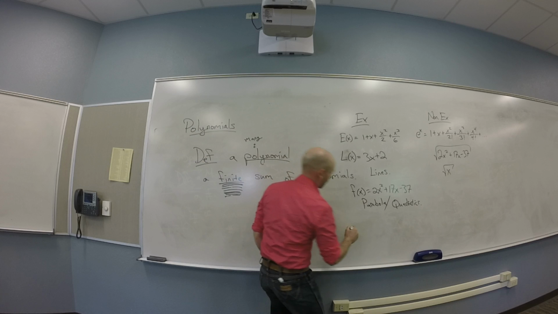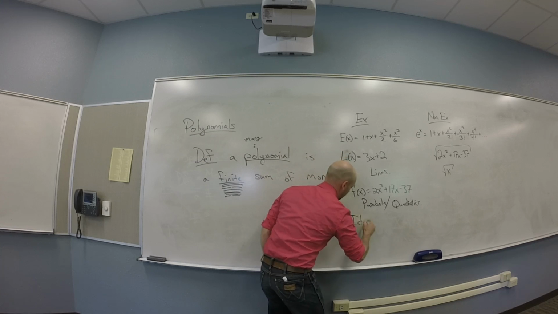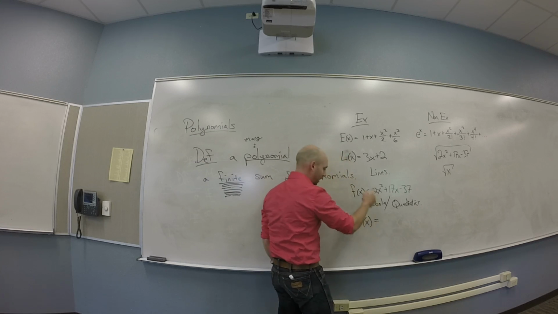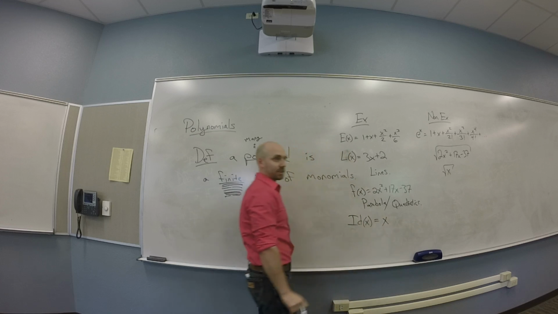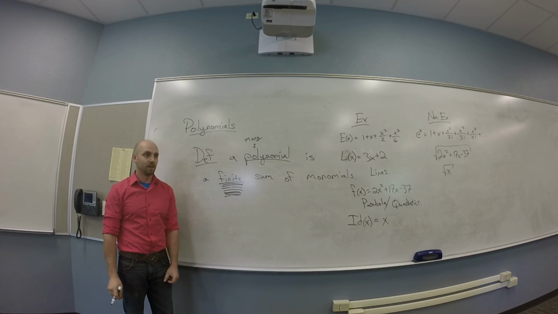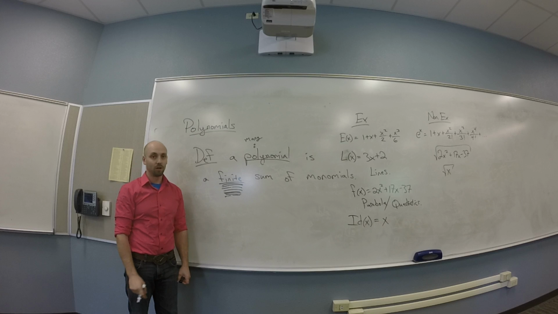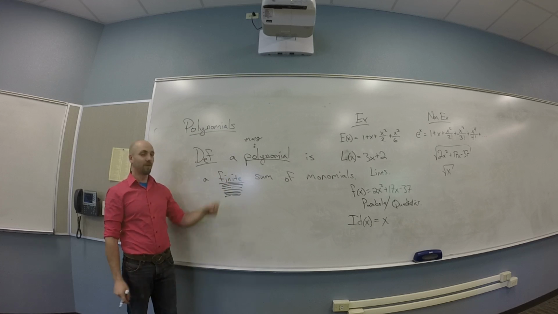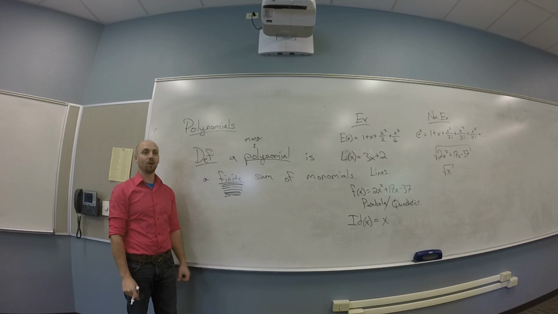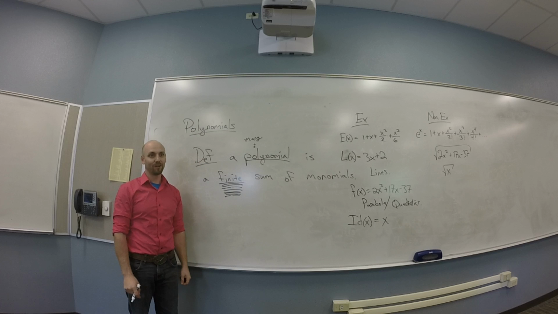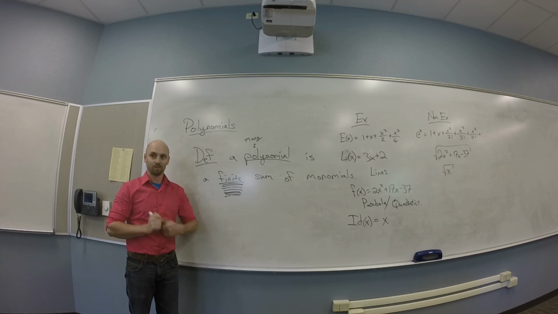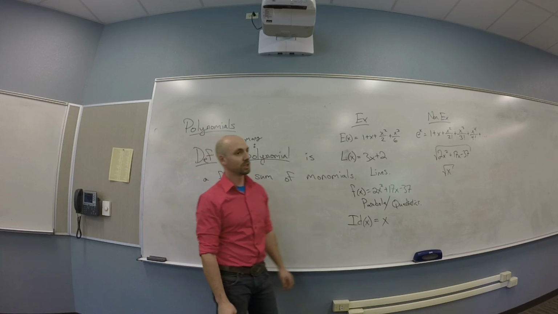How about the identity function, f of x is x? Is that an example, or did I just put that in the wrong column? Well, a finite sum of monomials could include just one. Yeah, one is a finite thing. So a sum of one monomial is a monomial, which really isn't a sum, it's just one monomial written down. Cool. Questions?